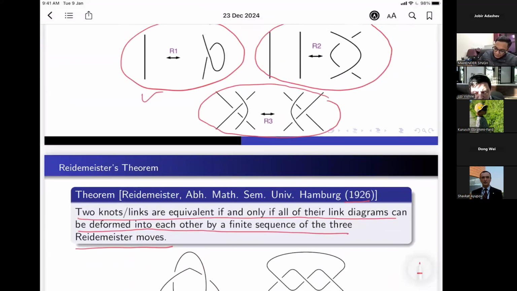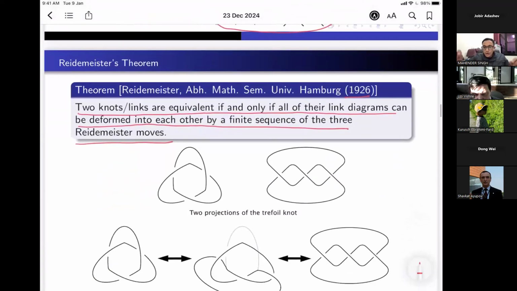These first, second, third, these three moves are enough to check whether two knots are equivalent. So the idea is, you have two knots or links, project them on the plane, you get the four valent graph, and remove the triple points.